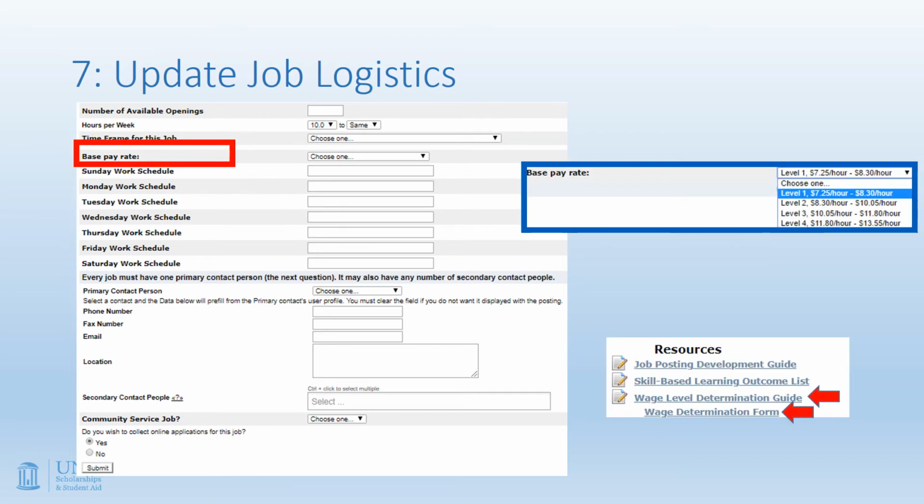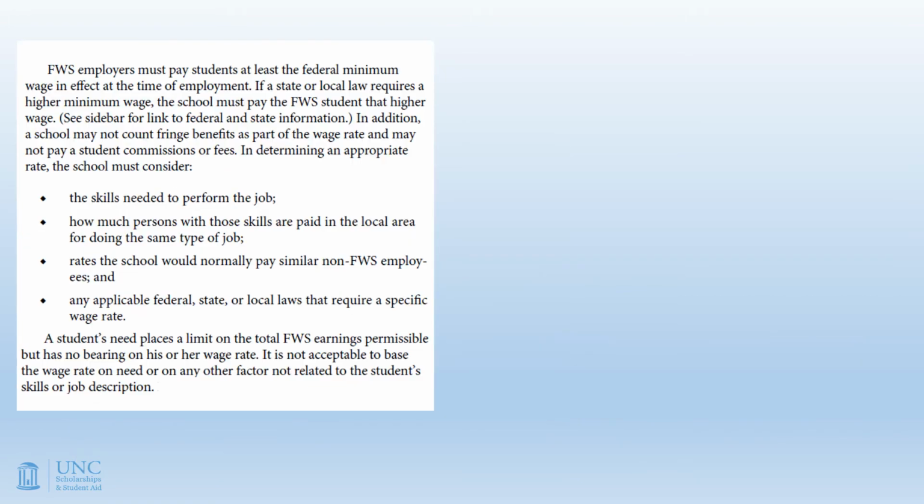The base pay rate allows you to select a group of wages appropriate to the job posting above. Please note that on the Supervisor Resources page, we provide extensive guidance on how to determine the appropriate wage level for your position, including a wage determination form that mimics what the Federal Work-Study team will do when reviewing these positions. You should note that federal program regulations require that a student's wage rate is based solely on their skills and the job description. The wage system at UNC utilizes a 4-tier system based on the job description and allows supervisors to choose the appropriate wage rate from within that tier.